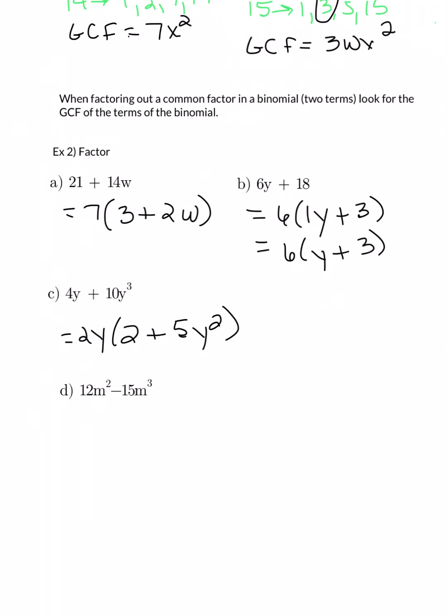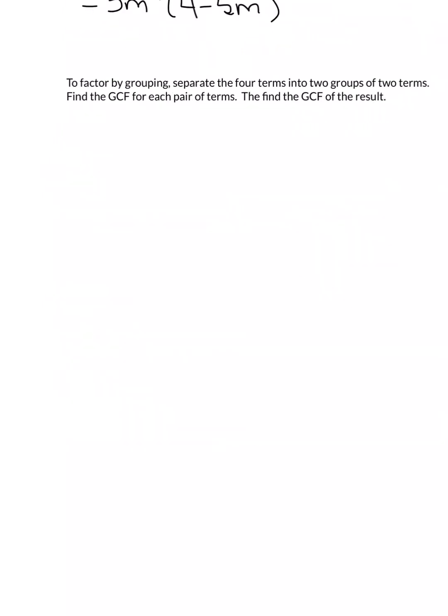On our last example with binomials, we have 12m squared minus 15m to the third. The GCF of 12 and 15 is 3. Take out the smallest power on those matching letters, so we're going to take out m squared. 12m squared divided by 3m squared leaves us with 4, minus 15m to the third divided by 3m squared leaves us with 5m.